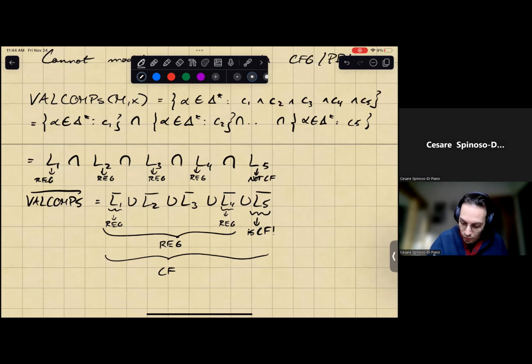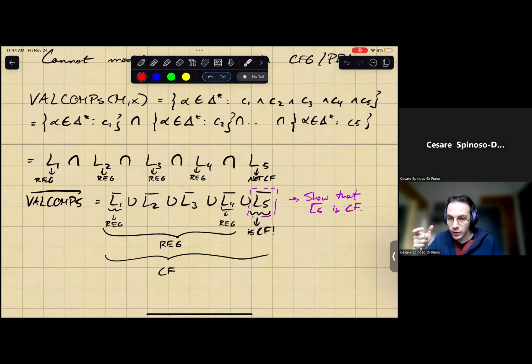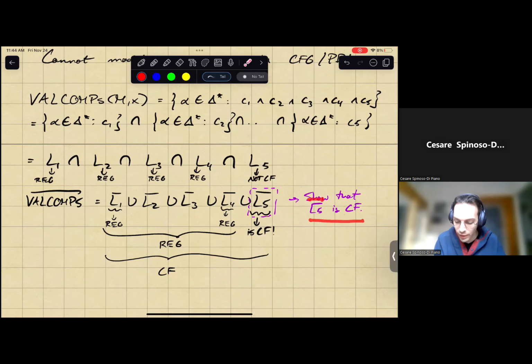So all that's left to do is to show that L5 complement is context-free. Right. This even showcases the fact that context-free languages are not closed under complement, because if they were, then if this is truly context-free, you could complement that and get L5, and that should be context-free if you had that closure property. But because it's not, that shows us context-free languages are not closed under the complement.